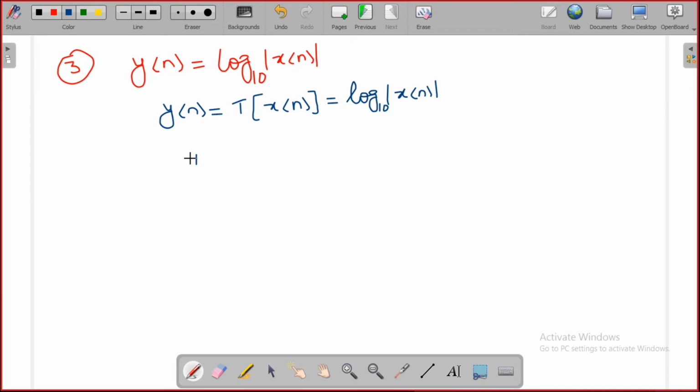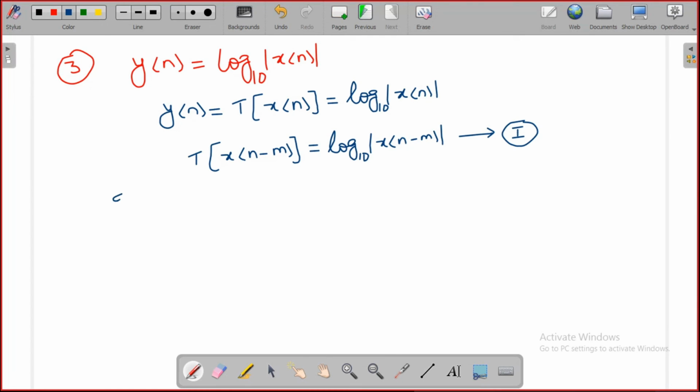Now, response for delayed input. Delay the input signal by m samples. So here you have x of n, so x of n minus m. This is the response for delayed input.